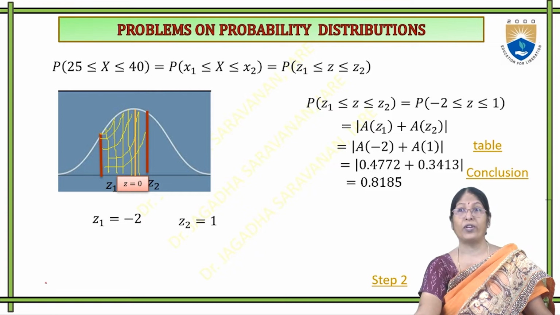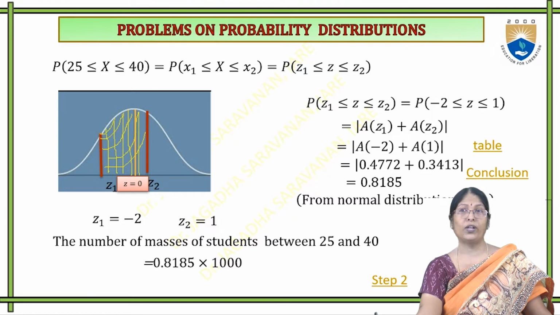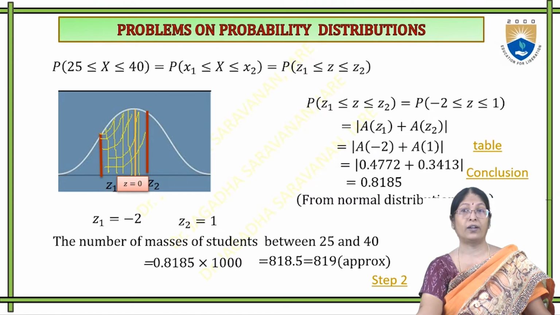So 0.8185. This is the value we obtained between 25 and 40. But totally 1000 students are there. So the value we obtained should be multiplied by 1000. So we can tell approximately 819 students are between 25 and 40.